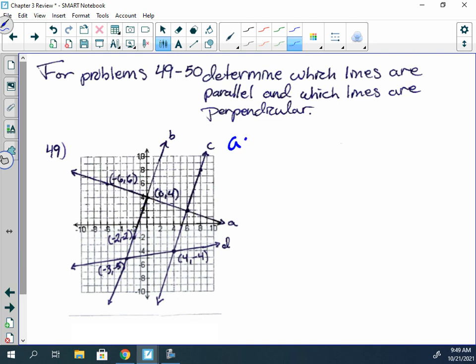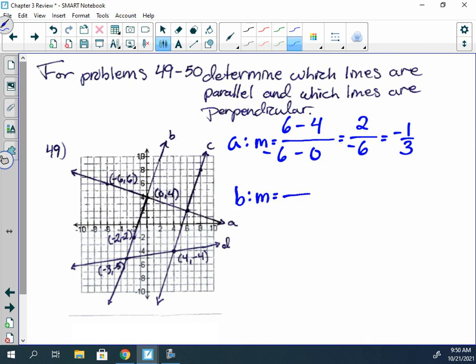So for line A, using our slope formula, we have negative 6, 6, and 0, 4. So I can say 6 minus 4 over negative 6 minus 0. Now at this point, we could plug it into the calculator like with the last ones. But 6 minus 4 is 2, negative 6 minus 0 is negative 6, so this is negative 2/6, which simplifies to negative 1/3 because 2 is smaller than the denominator.